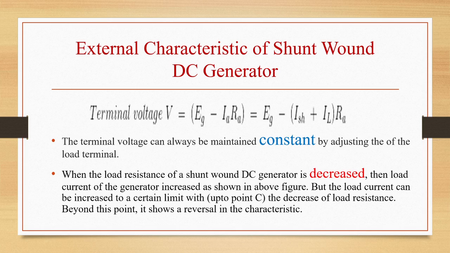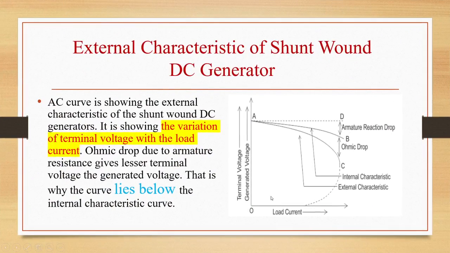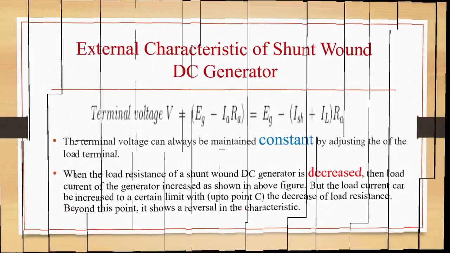So when the load resistance of a shunt wound DC generator is decreased, then the load current of the generator will be increased. But load current can be increased to a certain limit only, that is up to a point C, by decrease of load resistance. Beyond this point, the characteristics will be reversed. So only up to point C can the load current increase, as seen in the diagram. Here we can see load current is increasing till this point C only. After the saturation point or breakdown point, it is getting reversed.